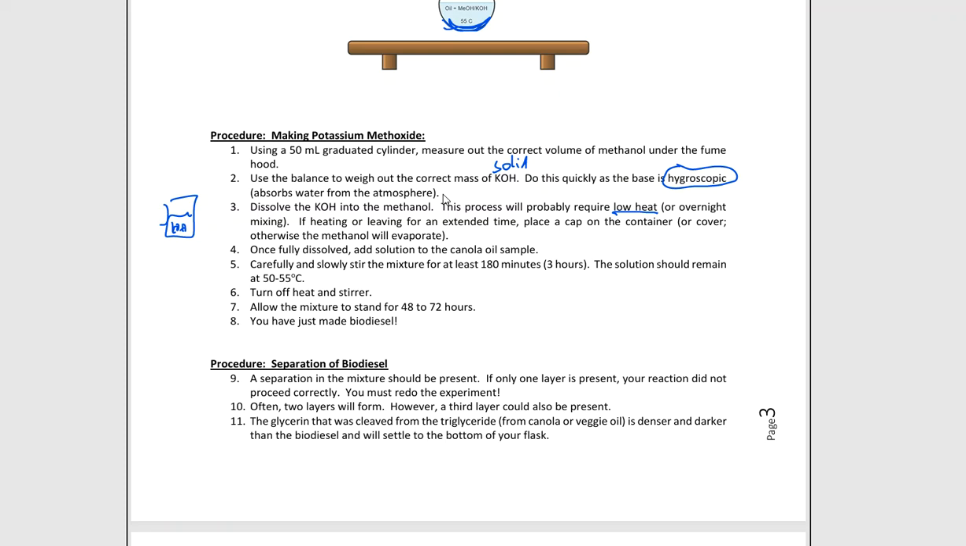And then go do something else. Get another lab prepped. I don't know what you want to do, but do something. Don't just sit there and watch grass grow in the lab environment. Then it says you can also just leave it overnight, and that's okay too.